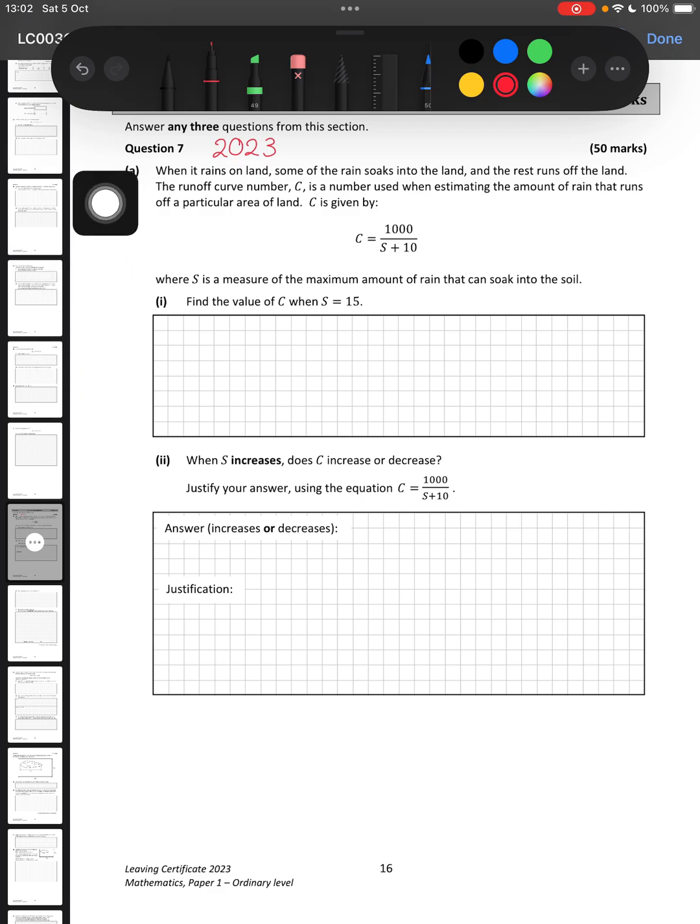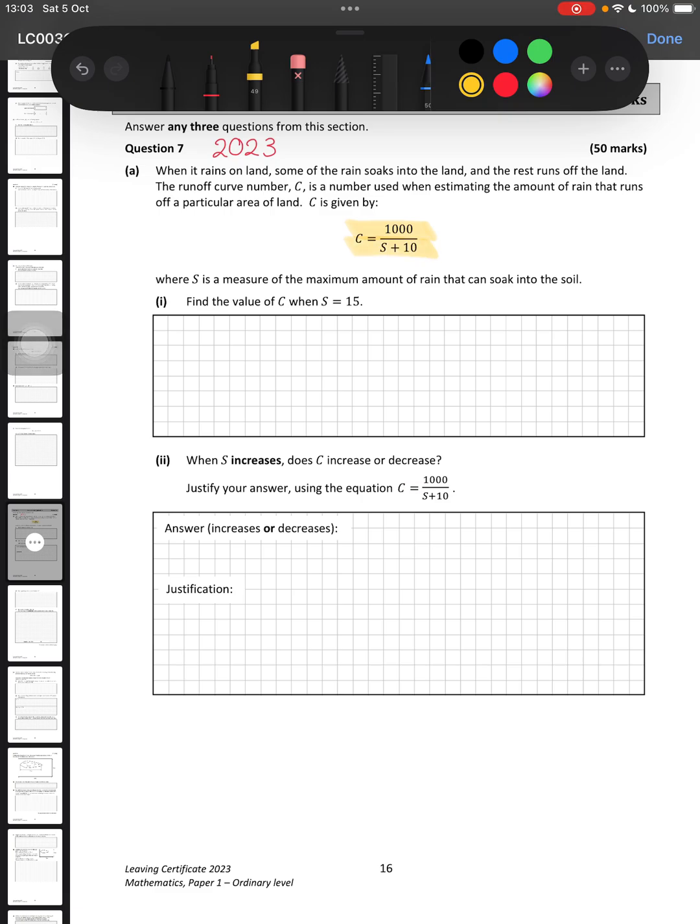It says, when it rains on land, some of the rain soaks up into the land and the rest of it runs off the land. The runoff curve number C is the number used when estimating the amount of rain that runs off a particular area of land. C is given by C equals 1000 over S plus 10, where S is a measure of the maximum amount of rain that can soak into the soil. There is a lot in that.